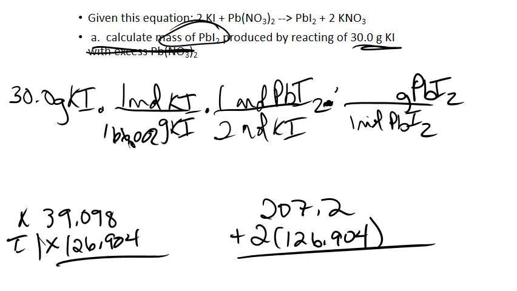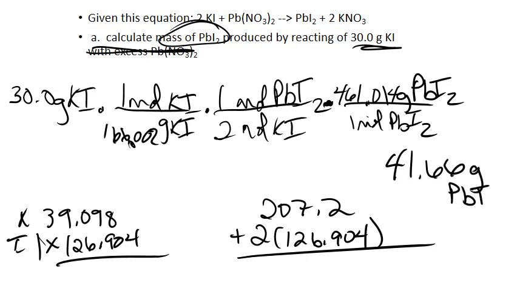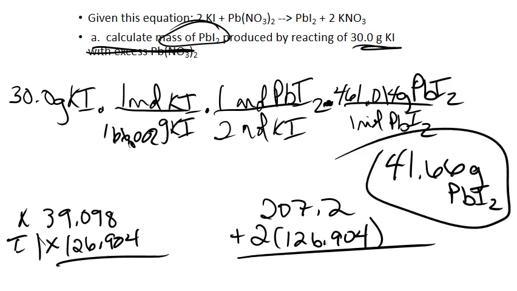And I got 461.014. So then I'm going to divide, multiply to get my answer. So do that. And when I did that, I got 41.66 grams of PbI2. So that's my answer. Okay, that's it. Let's see what the next question is.